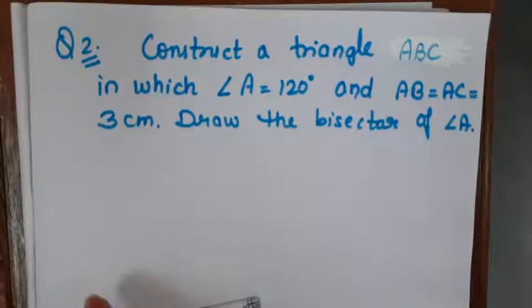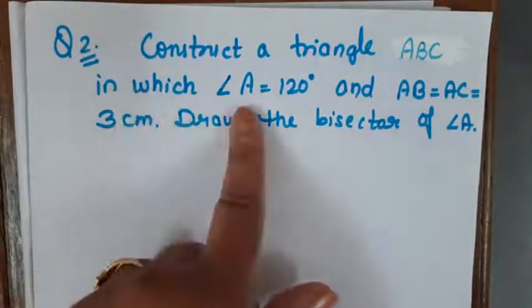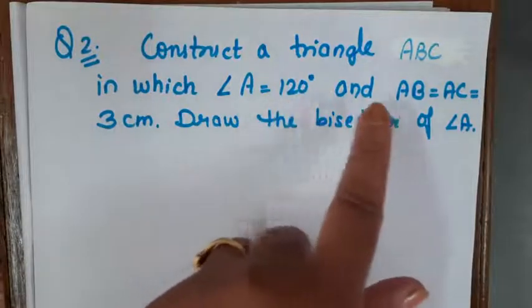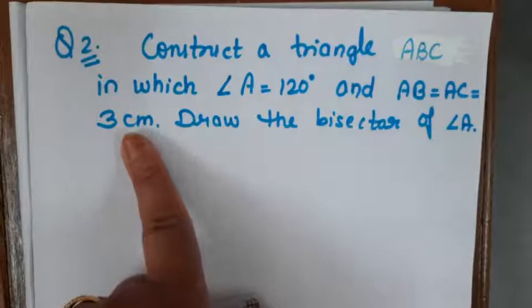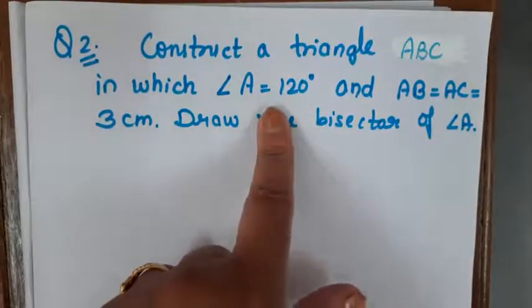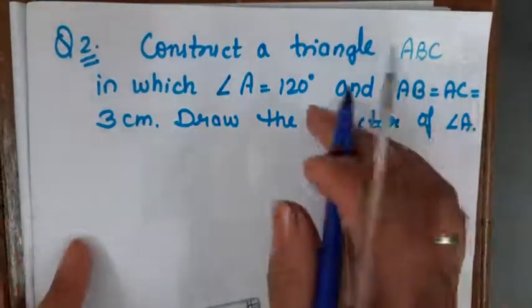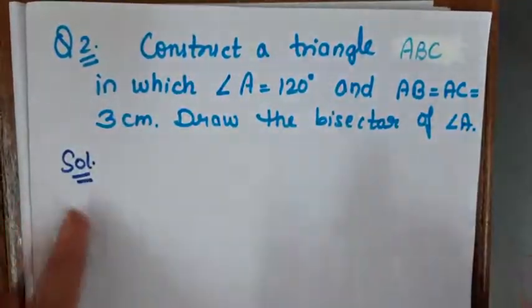Now our next question is, construct a triangle ABC in which angle A is 120 degrees and AB is equal to AC is equal to 3 centimeter. We also need to draw the bisector of angle A. So first we will draw a triangle. Right. First we will draw a rough figure of it.